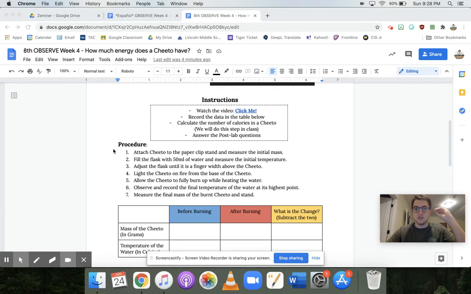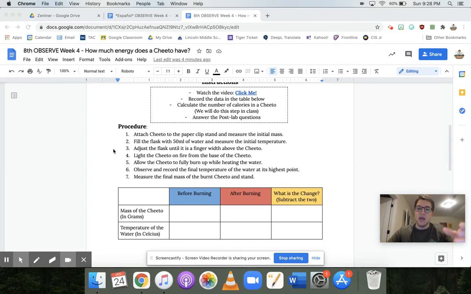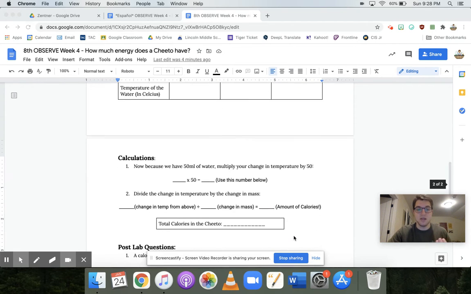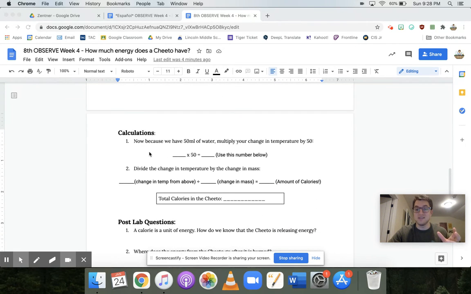So here are your instructions. Watch the video and follow along and record in this data table what the mass of the Cheeto was before, what it was after the burning, what the temperature of the water was before we burnt the Cheeto, and what it was afterwards. And then subtract the two of those to figure out what the change in mass was, and what the change in temperature was. After you get that information, we can go down to our calculations.